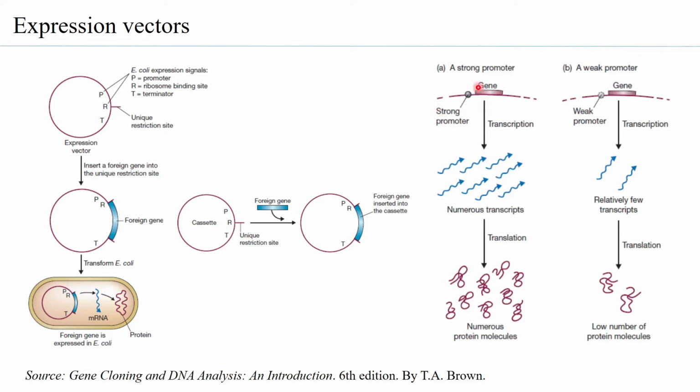So if one uses a strong promoter, obviously the number of transcripts that will be formed would be high, and hence you will have a high amount of protein or products being formed. While if you have a weak promoter, then you will have relatively fewer transcripts formed and a lower number of proteins being formed. So depending on the requirement, you could use a strong promoter or a weak promoter.